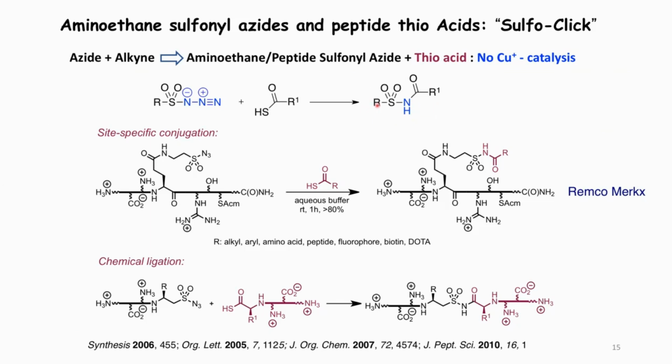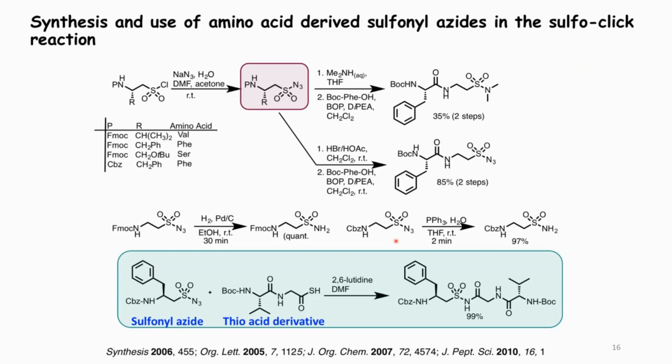catalysis. This sulfonyl acyl imide is being formed, and Remco Merckx was doing really very nice work in this area, and he could use that for site-specific conjugation. So you have a big molecule with an azide, and it's reacting with the thio acid. Now, chemical ligation: we can connect two big molecules together, a sulfonyl azide and a thio acid containing molecule, and we get this construct. This was very fortunate for us, and that's why I want to share it with you.